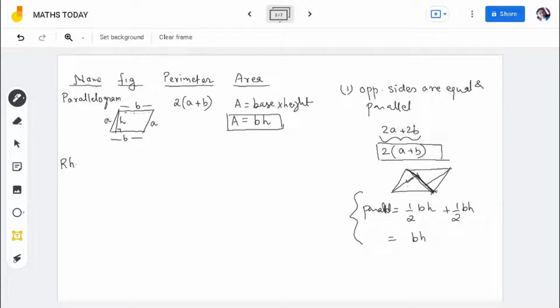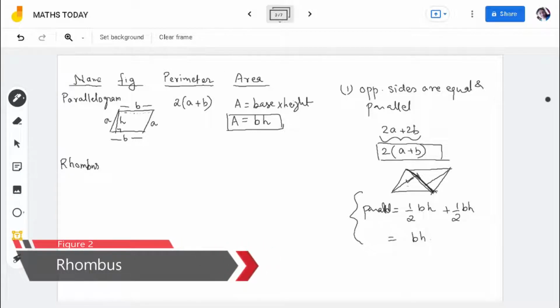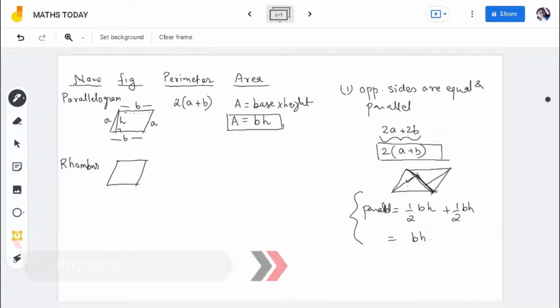Okay, so how does it look? A rhombus has all its sides equal to each other, and it has two diagonals whose lengths are not equal. Suppose this is my rhombus and one of its sides is A, which means all the sides will be A. The lengths of the diagonals, let's suppose this one is B1 and this diagonal is B2.